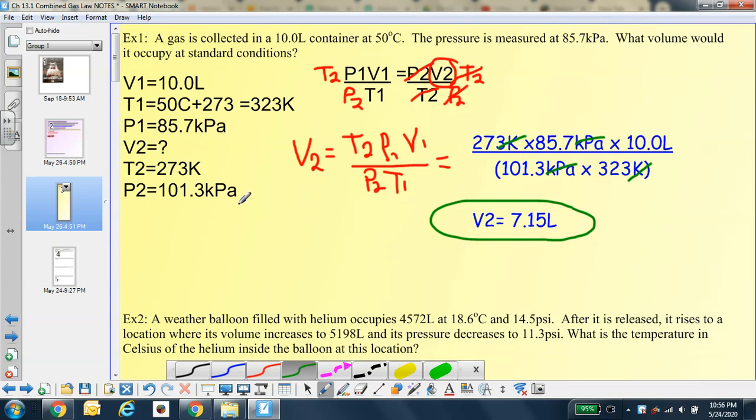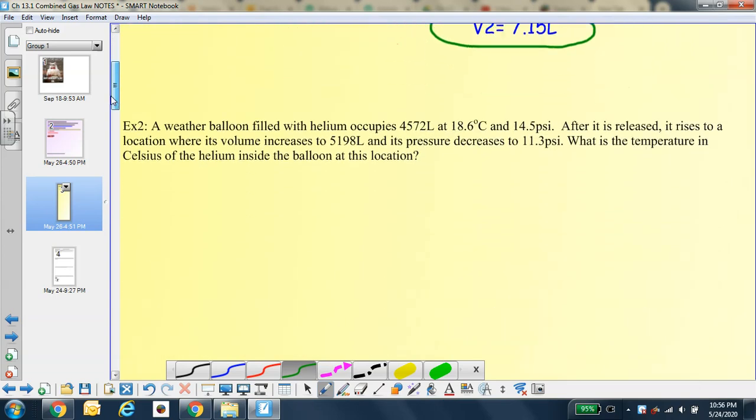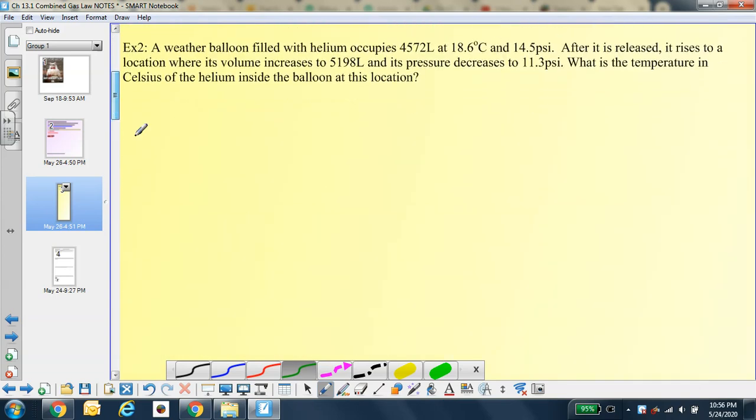So this is what I expect you guys to do. You're going to list the given. You're going to write the formula that you use to solve for your unknown variable. In this case, it was volume 2. You're going to show all your work with proper units, and you're going to answer with proper units. So let's move on to our second and last example.